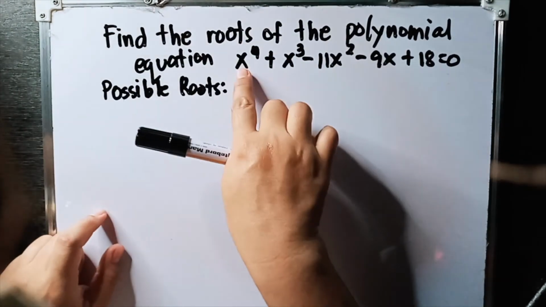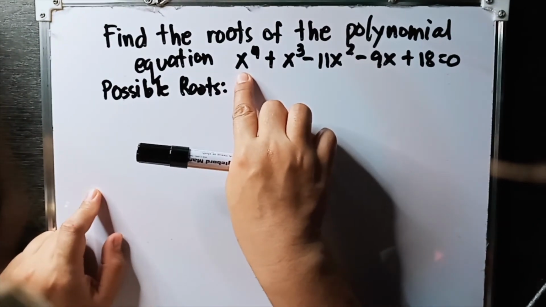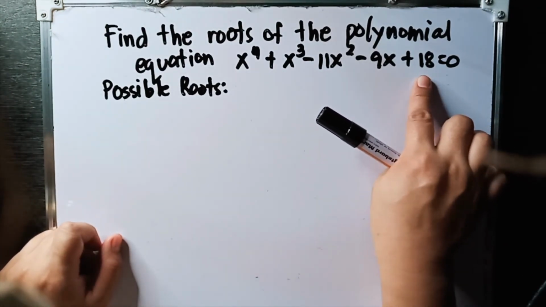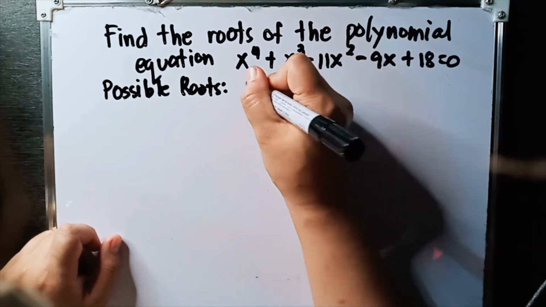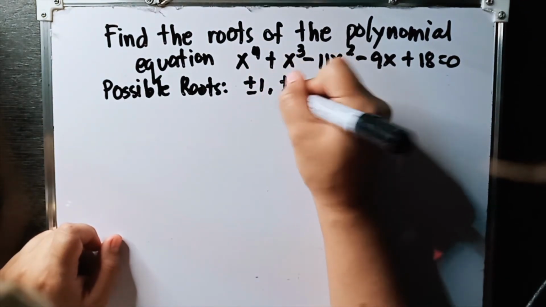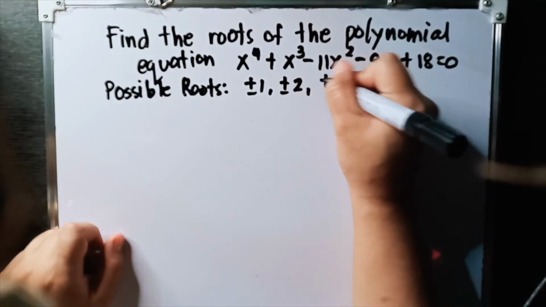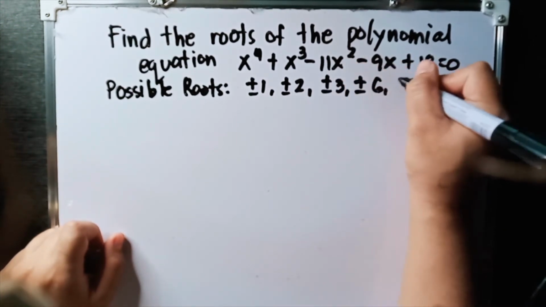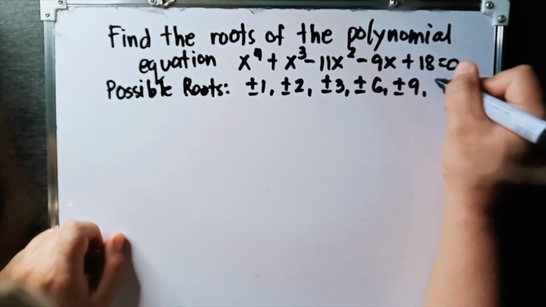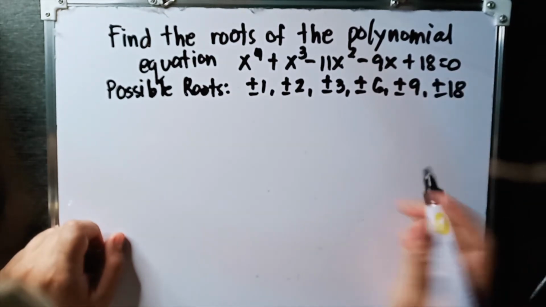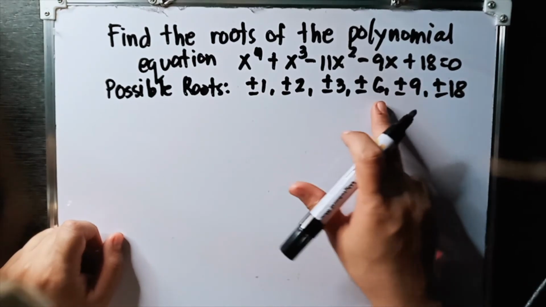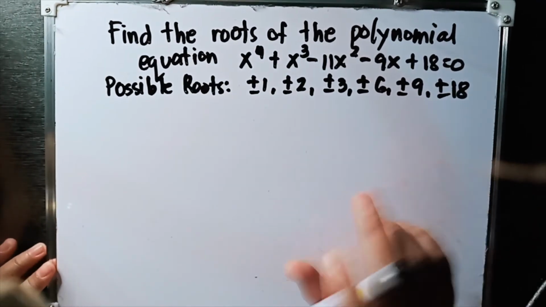Okay, so luckily we have a leading coefficient which is 1, so we just need to focus on the factors of our constant term which is 18. So those are positive negative 1, positive negative 2, positive negative 3, positive negative 6, positive negative 9, positive negative 18. So 1 times 18 is 18, 2 times 9 is 18, 3 times 6 is 18. Okay, so those are the possible roots.